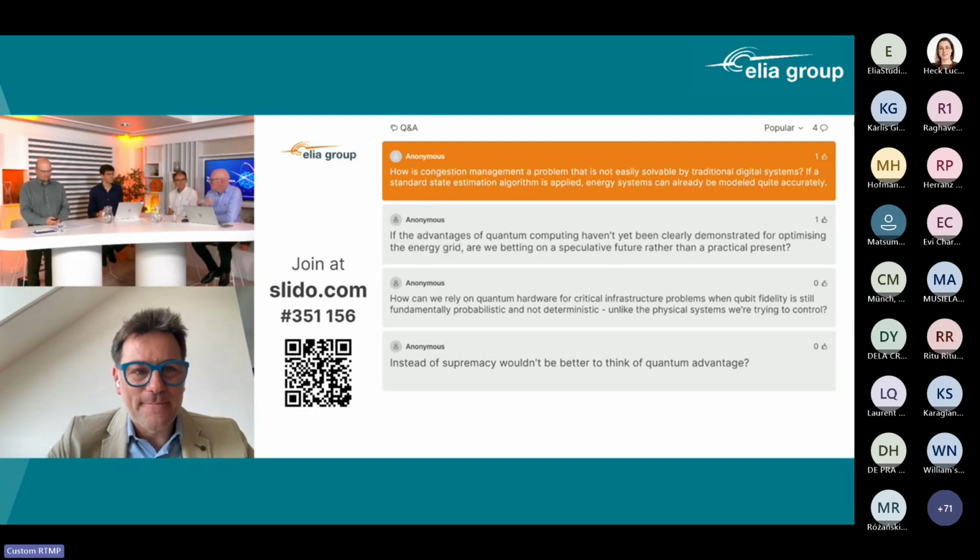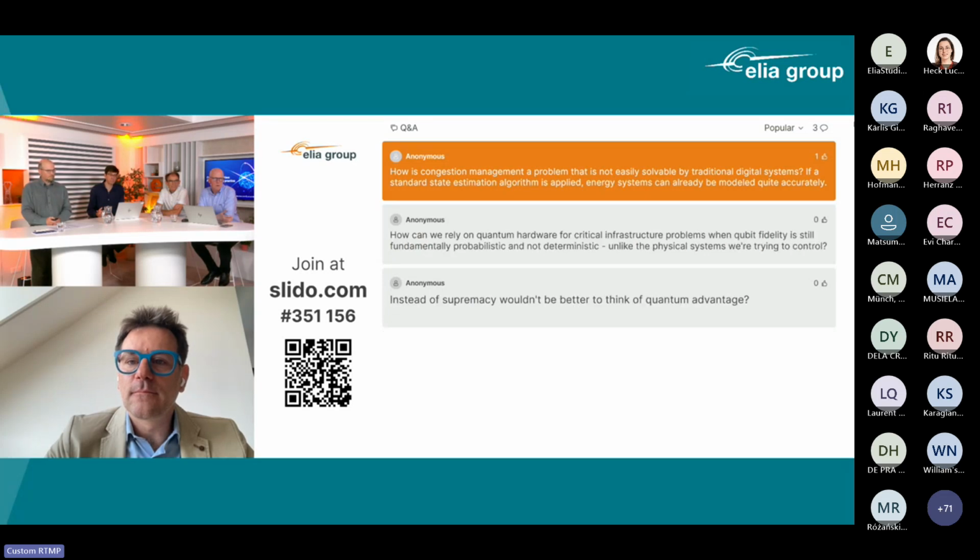Do we have time for a second question? Yeah, I see a second question. If the advantage of quantum computing is clear, how is congestion management a problem that is not easily solvable by traditional digital systems? If a standard state estimation algorithm is applied, energy systems can already be modeled quite accurately.